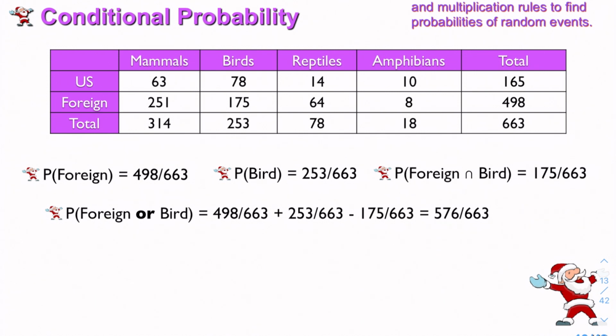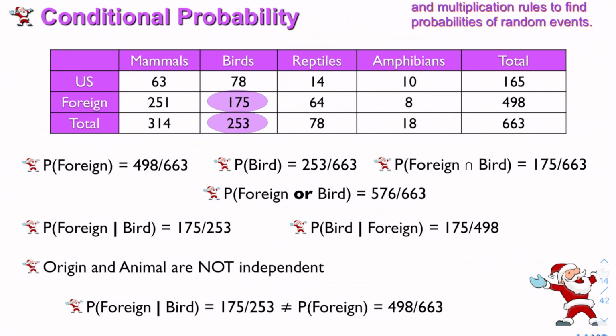So the interesting questions could be, what's the probability that it is foreign or a bird? Well, we just said 498 out of 663 are foreign. 253 out of 663 are birds. And then we have to subtract the overlap because we're double counting. Notice that with fractions, the denominator is all the same, so we can just add the numbers on the top. So what's the probability that you are foreign or a bird? Is 576 out of 663.